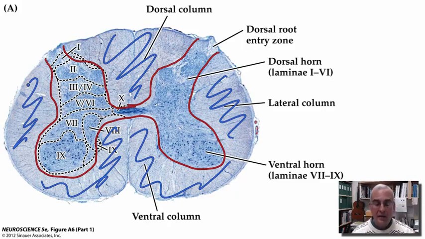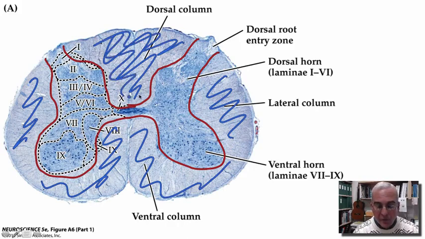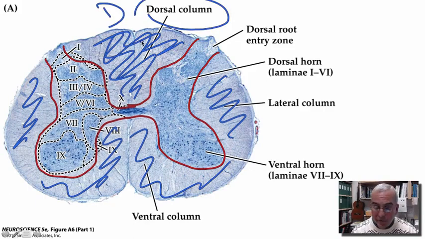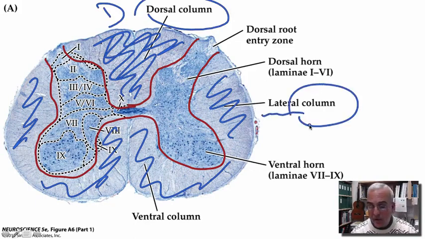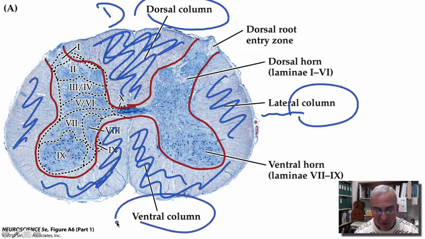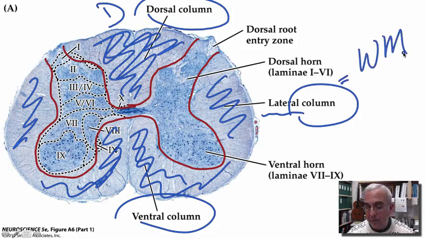Okay, now let me give you some terms that will help you as we go and look at the structure within the spinal cord. So the white matter that we find on the dorsal aspect, and this is dorsal, is called the dorsal column. The white matter that we find on the lateral sides of the cord is called the lateral column. And the white matter that we find in the ventral or the anterior parts of the cord is called the ventral column. So this word column appears repeatedly in our lexicon that we use to describe white matter in the spinal cord. So when you see the word column, think white matter.